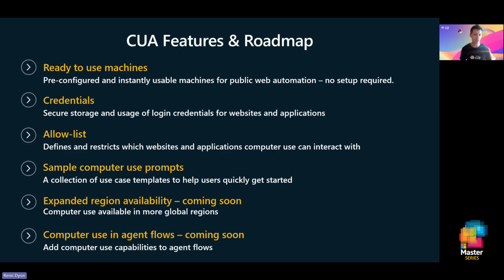Right now, it's only in the US. We are expanding region availability. It's only based on GPU capacity at this point in our data centers. And computer use in agent flow is something that is coming up soon. I don't have an ETA, but we have big conferences at the end of October and beginning of November. Stay tuned. I'm sure there will be a ton of announcements there.